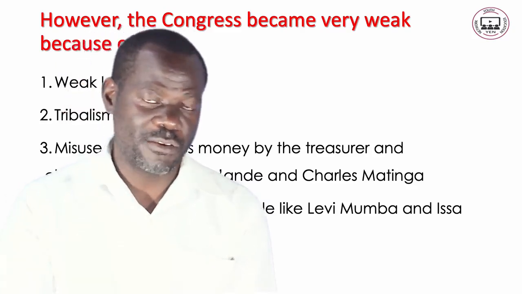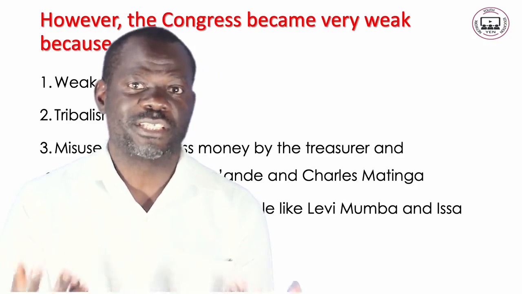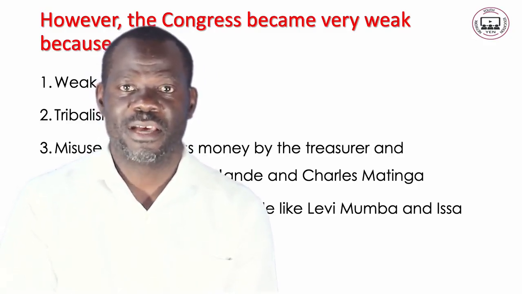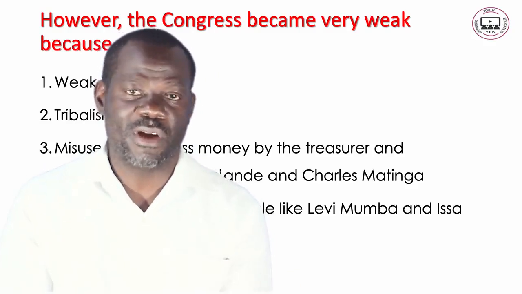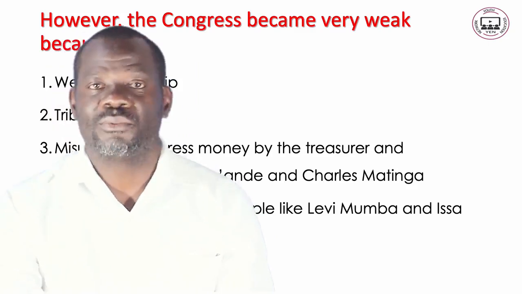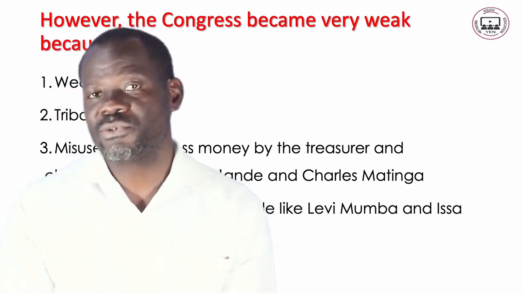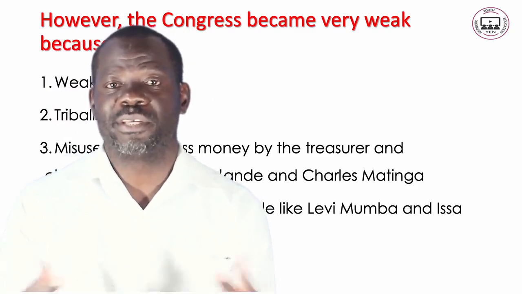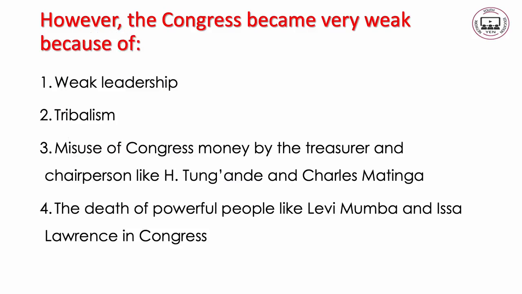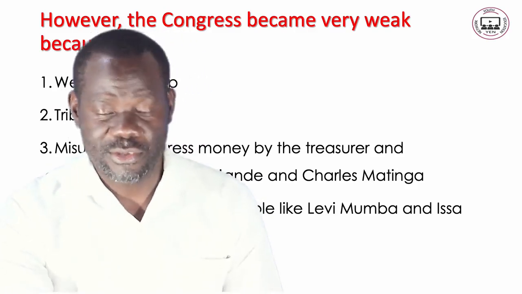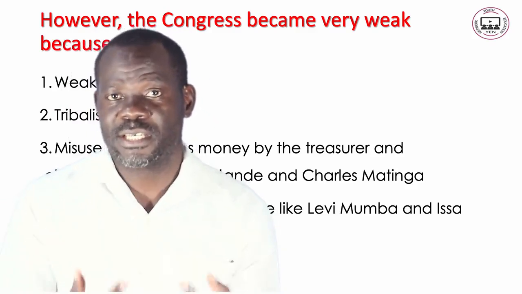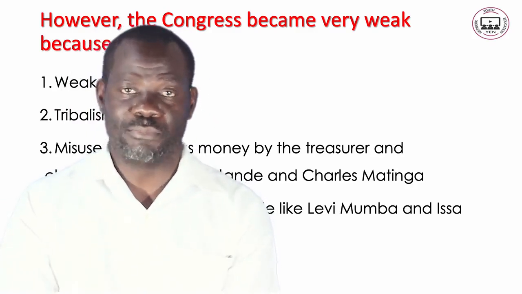You know, the government was the British government. It was not the Malawian people who were running the government. But the Malawians were divided. Why? Because of tribalism. And also misuse of Congress money. We have talked of misuse. They misused the Congress money. They became too corrupt. We have mentioned Mr. Tungande and Charles Matinga. They became corrupt. And the death of Lev Mumba, who was powerful, led this Nyasaland African Congress to be weak.